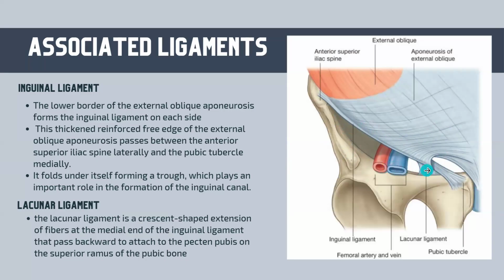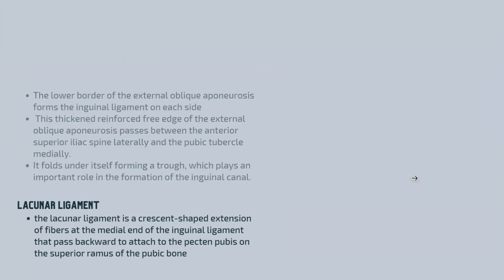Now there is here, apart from this inguinal ligament, a semilunar, crescent-shaped extension from this part, just lateral to the pubic tubercle, and it goes from the medial end of the inguinal ligament backward to the pectineal bone. This is called the lacunar ligament.